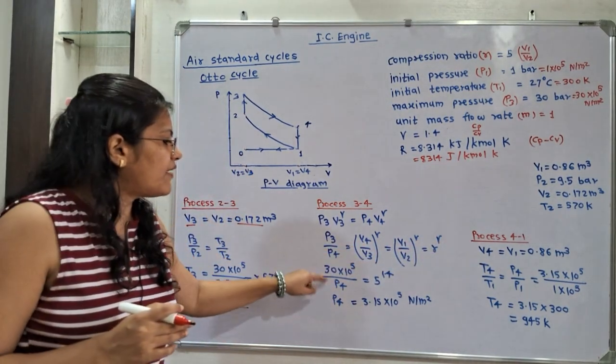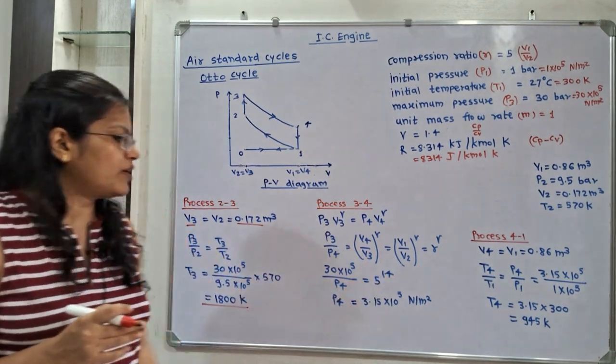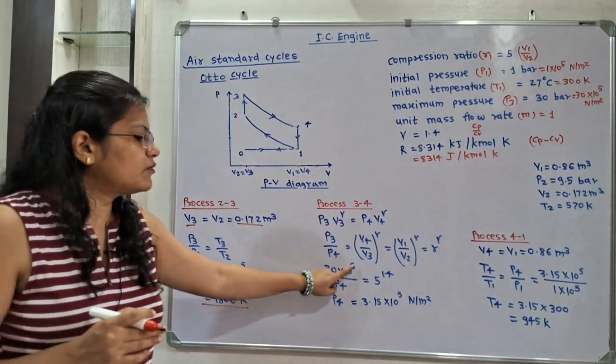Now we will put the value. So it is 5 raised to 1.4. P3 is 30 into 10 raised to 5.